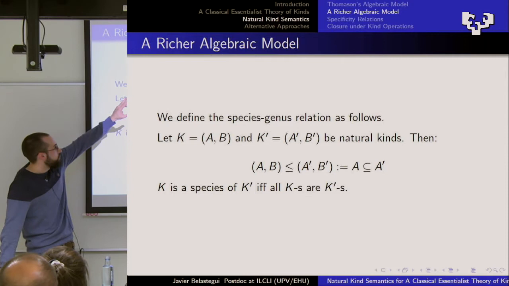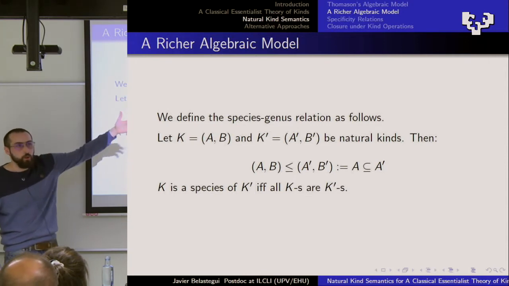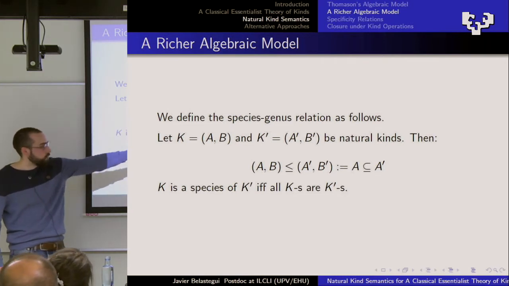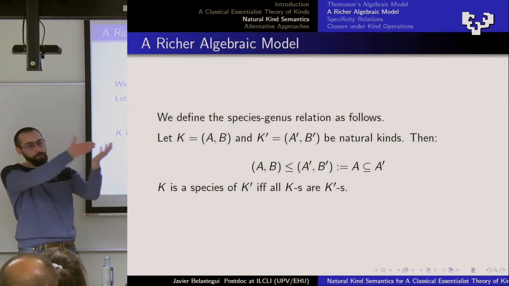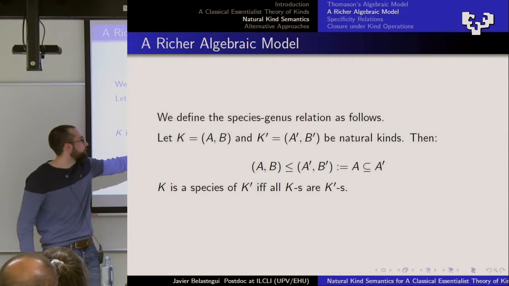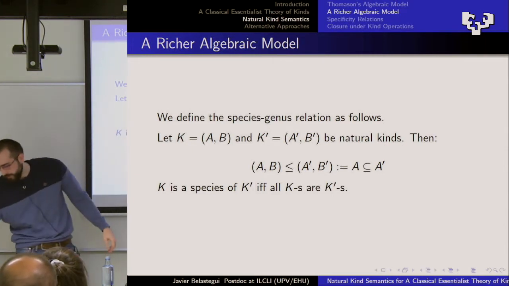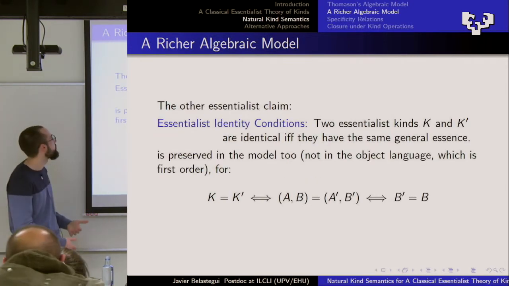We can define also specificity relations between kinds, so under which conditions one kind is more specific than another. A kind is more specific than another if and only if whatever belongs to the first kind belongs to the second. Right? So K is a species of K prime if and only if, when an object belongs to K, it also belongs to K prime. I will go back over and over this stuff, but yeah.